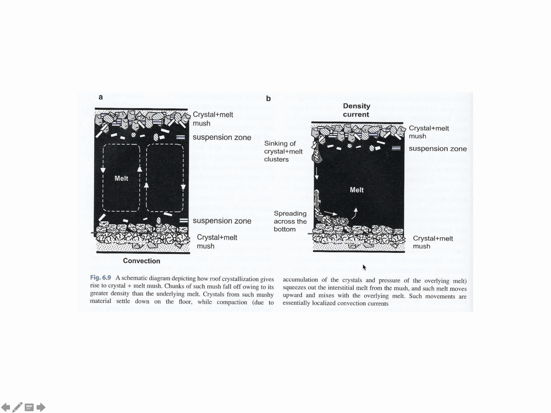So, and here we have a density current. We are forming also the crystal mass at the top, the crystal mass with the melt, and then we have sinking of crystal plus melt cluster, like it is shown here. That is just due to density, and then it sinks down and becomes spread across the bottom, yeah? So what is written below?